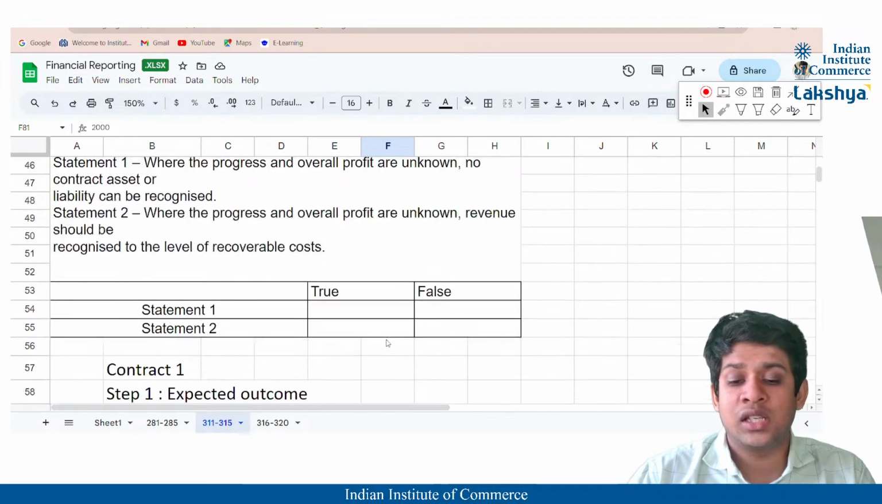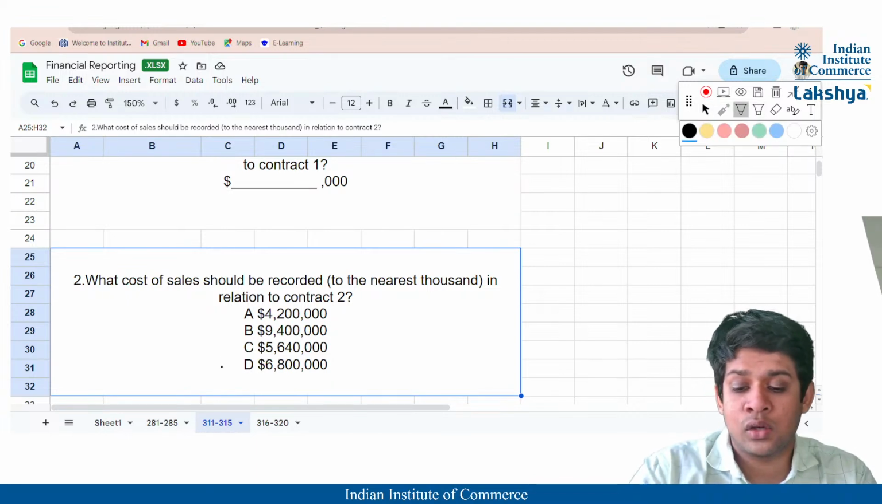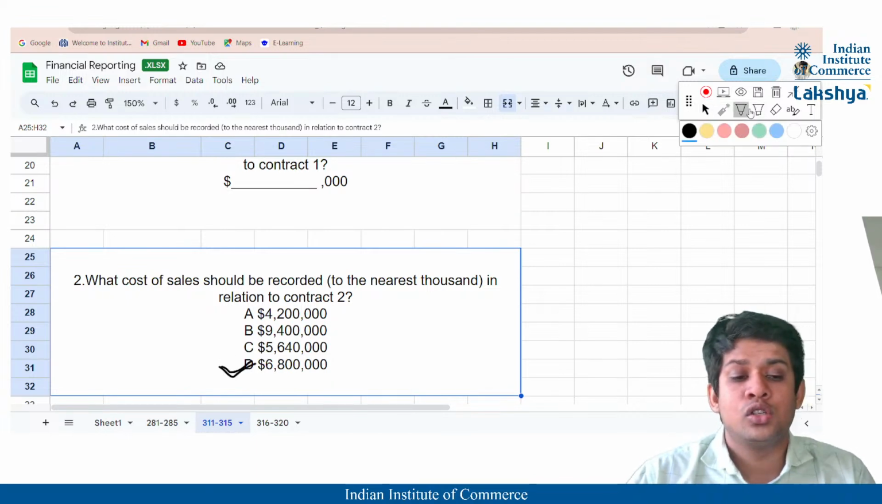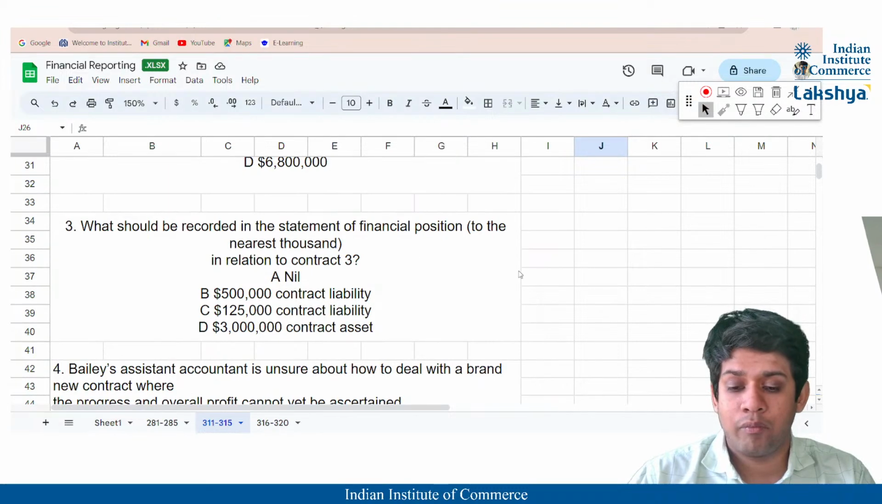Okay. So I hope this is clear. And they were asking us that what should be recorded in cost of sales, right? What cost of sales should be recorded in relation to contract 2? So the cost of sales that should be recorded is 6,800. That is what we got. So D is going to be the correct option here. Okay. I hope it is clear to you all.